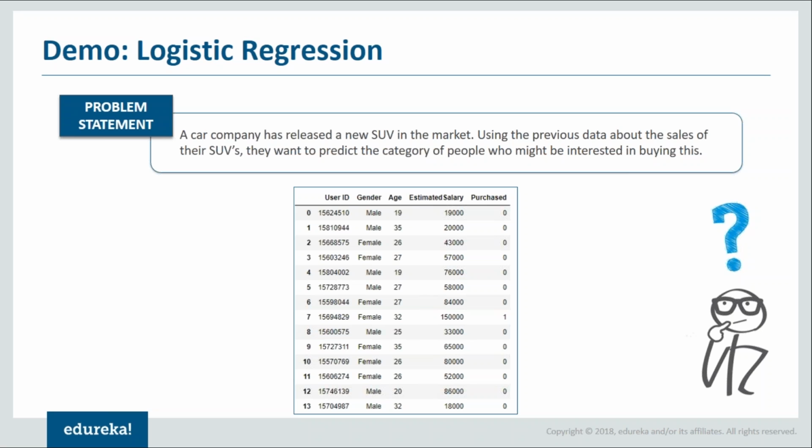So now let us implement logistic regression. Here I have a problem statement wherein a car company has released a new SUV in the market. Using the previous data about the sales of their SUVs, they want to predict the category of people who might be interested in buying this. I have a data set which includes user ID, gender, age, the estimated salary, and whether the people purchased the SUV or not. I'll tell you what the dependent variables and independent variables are over here. So let me go to my Jupyter and let us implement logistic regression.